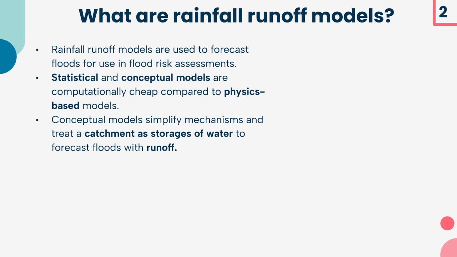These are models that heavily idealize the mechanisms used in fluid mechanics and basically look at them at a very surface level. So, for example, they will consider a catchment, which is an area where all the water flows into a single outlet, such as a river, and just consider that as like a bucket. And so these are used to forecast floods with a runoff term.